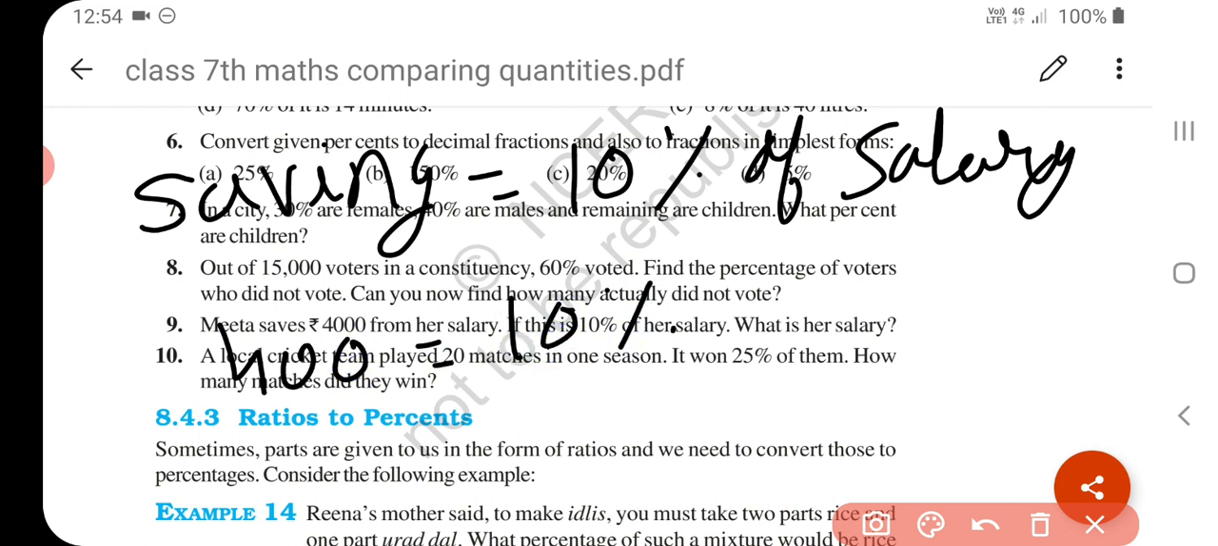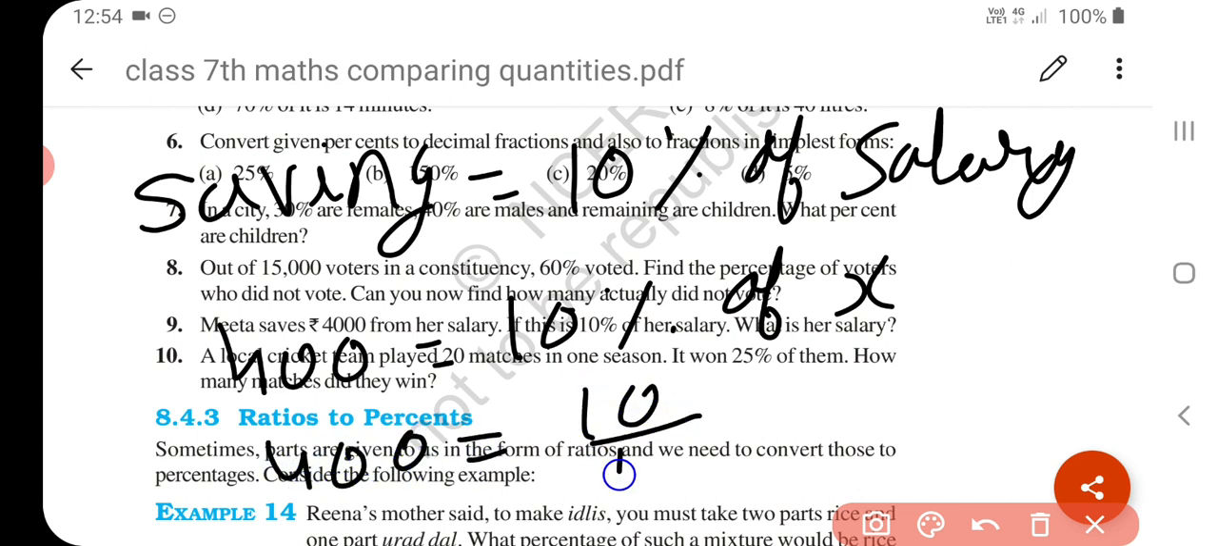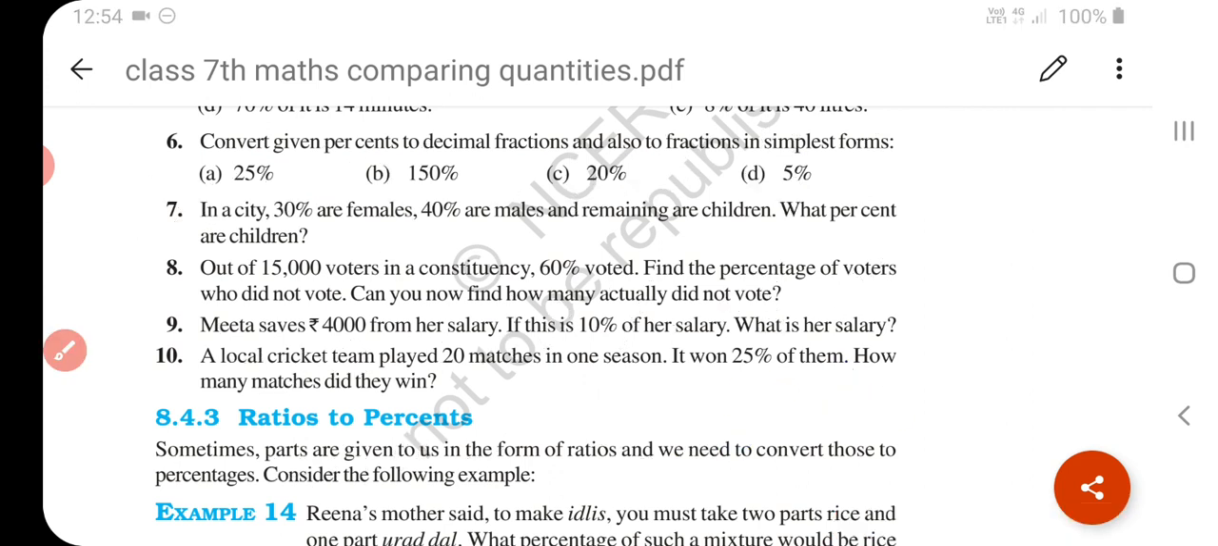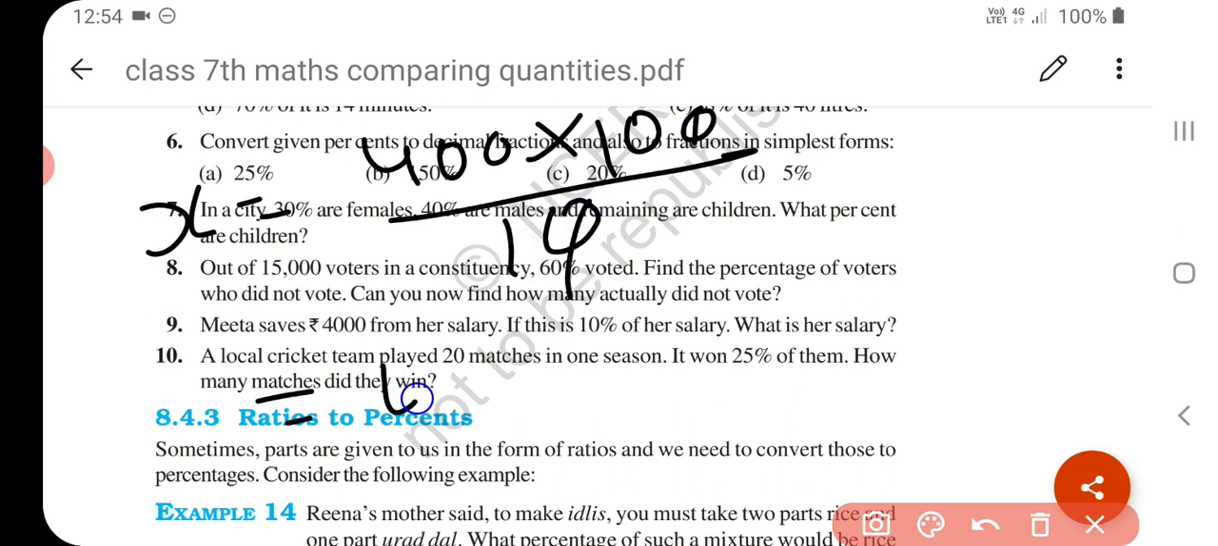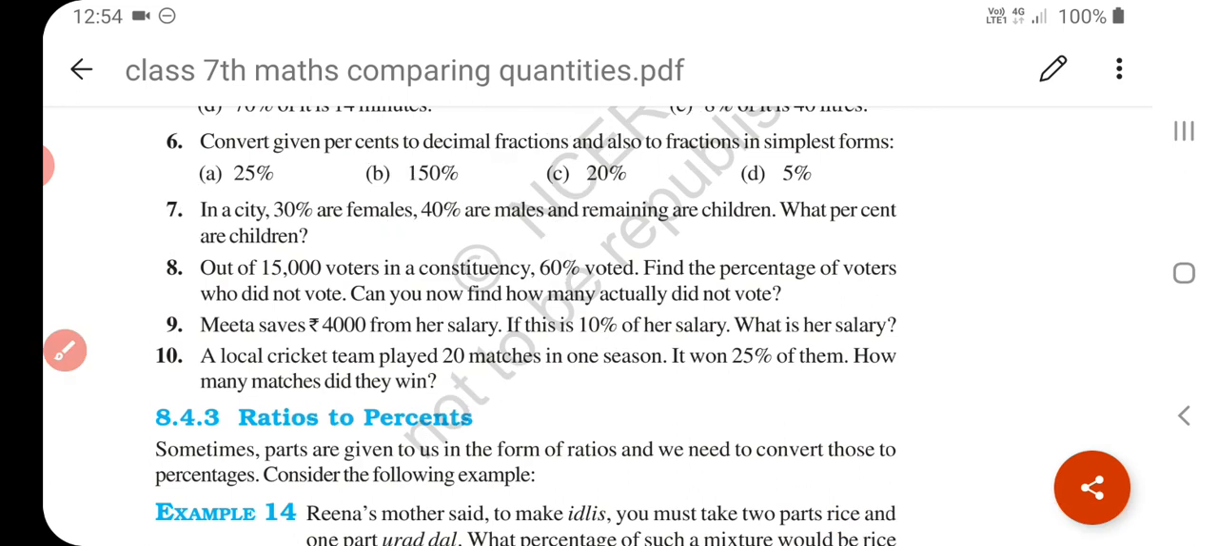So 10% of x. Suppose total salary is x, so you can write 400 is equal to 10 upon 100 into x. When you want to find x, you can write x is equal to 400 into 100 upon 10. So her total salary is rupees 4,000. Okay, understand? Now question number 10.